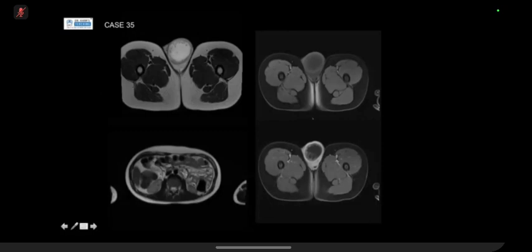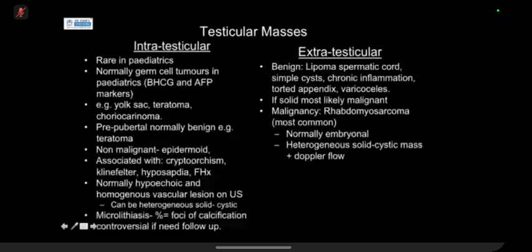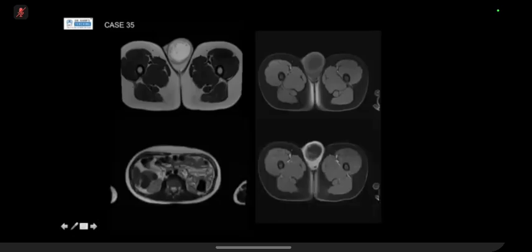And then on the T1 FATSAT pre and post contrast, you can see that there's enhancement within the solid components and within the wall of the lesion. And then if we come up to the abdomen, the patient also had a lymph node in the left paraortic region. So this was a case of rhabdomyosarcoma.